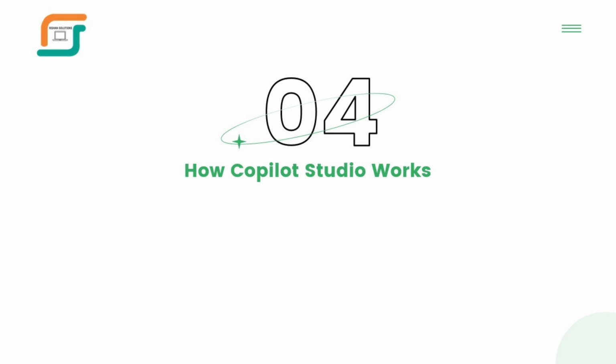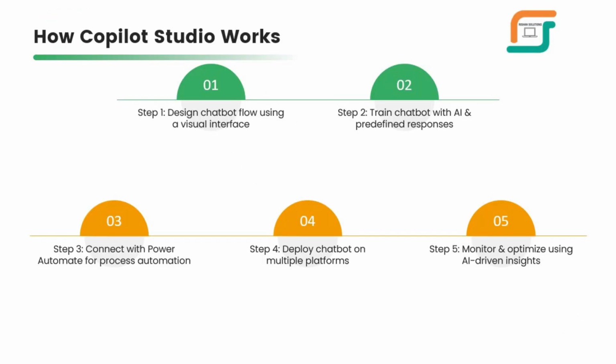How Copilot Studio works. Copilot Studio follows a structured approach to chatbot development. First, users design the chatbot flow using a visual interface. Next, they train the chatbot with AI models and predefined responses. The chatbot can then be integrated with Power Automate to streamline business processes. Once ready, it can be deployed across multiple platforms. Finally, businesses can monitor and optimize the chatbot's performance using AI-driven insights and analytics.